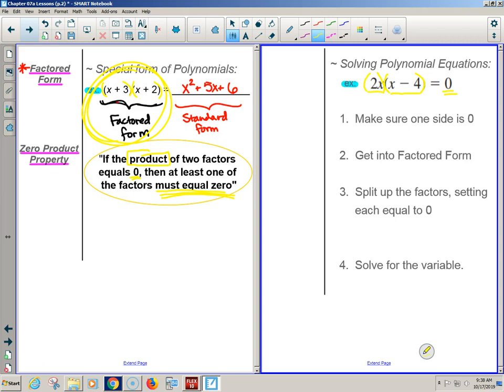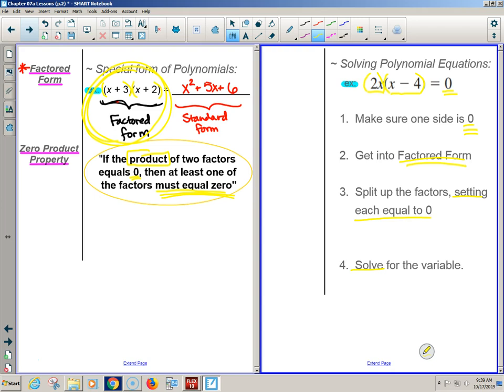So here's the dealio. If we're trying to solve this guy, and if 0 is on one side, and if we have factored form already, which means parentheses, they're looking like a multiplication instead of an addition. All I have to do is set each one equal to 0 and solve. That's it. So check it.